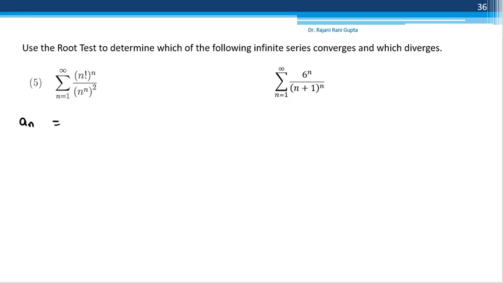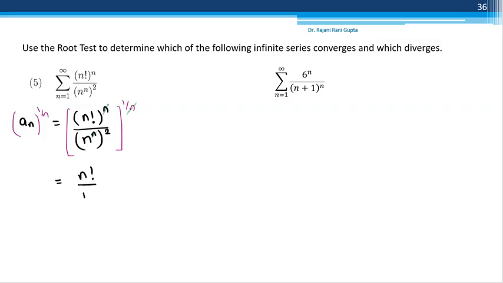Here a_n is n factorial, its power n power n, and its power 2. Taking the nth root means power 1 over n. So what you can see here is that this n gets cancelled with this n, as well as this n. So you are left with n factorial over n squared. This is your nth root of a_n.